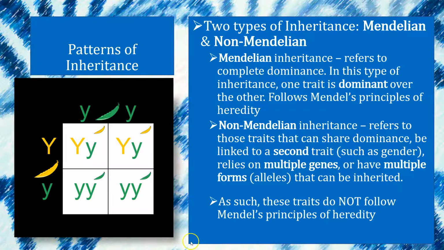Now, the other type of inheritance, which is what your second lecture for this week is going to cover, is called non-Mendelian inheritance, and that refers to traits that can share dominance or be linked to a second trait such as gender, or rely on multiple genes or multiple forms of genes, referred to as an allele, that can be inherited. And as a result, with non-Mendelian genetics, they do not follow Mendel's principles of heredity. Okay?